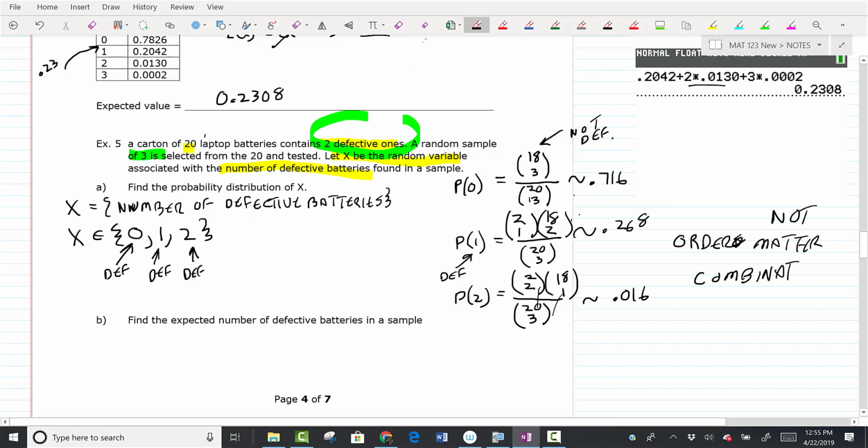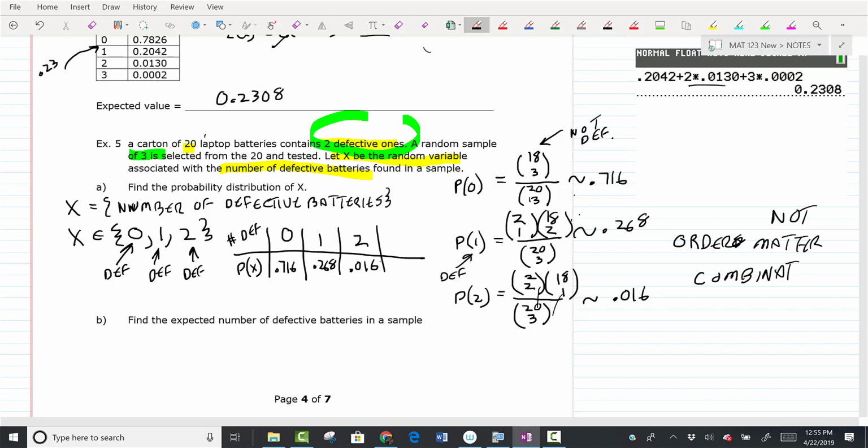So what we're going to do now is we're going to do the probability distribution. So you do this like this. First of all, this would be number of defective batteries, and then this would be the probability of getting a defective battery. So we just crunched out that the probability of getting 0 defective batteries is 0.716. The probability of 1 defective battery is 0.268, and then the probability of 2 is 0.016. So you want to get that probability distribution so that you can easily figure the expected value. So the expected value should be close to 0 because that's the highest probability.